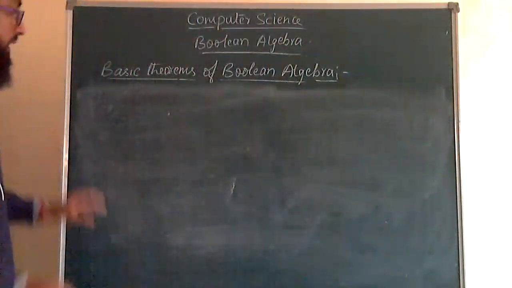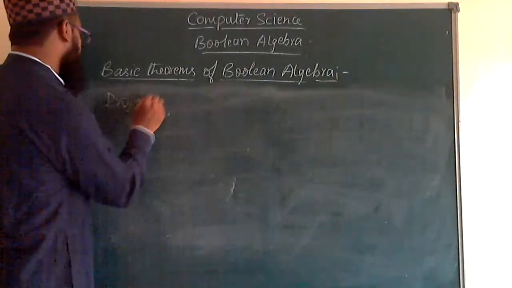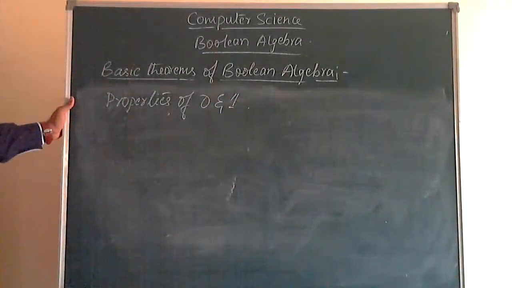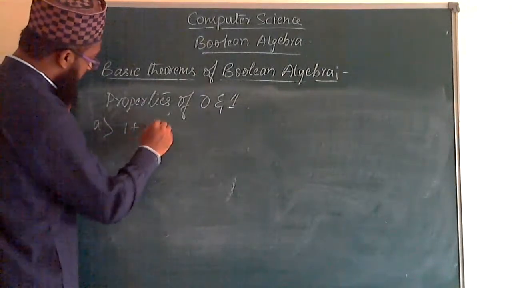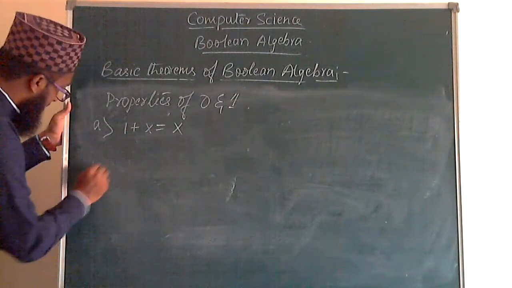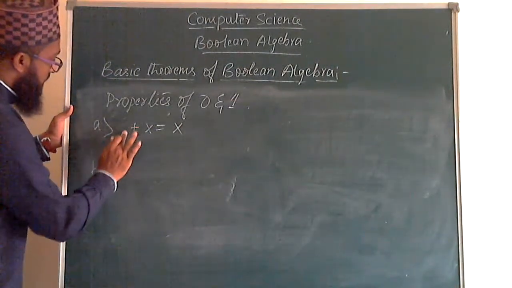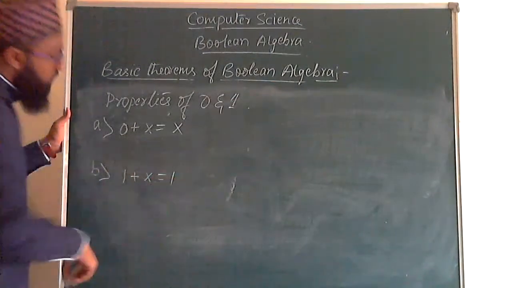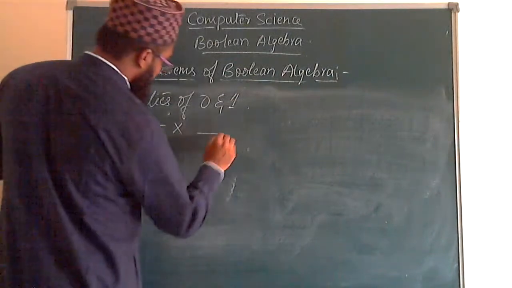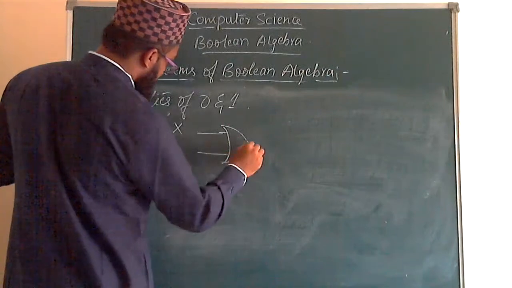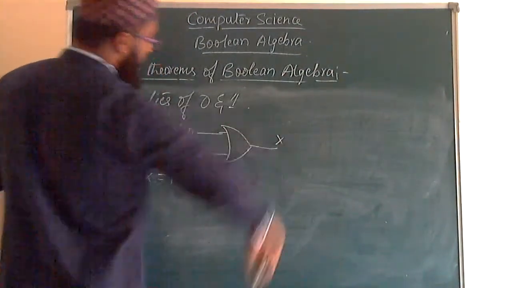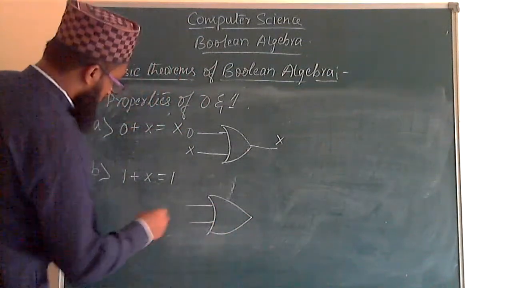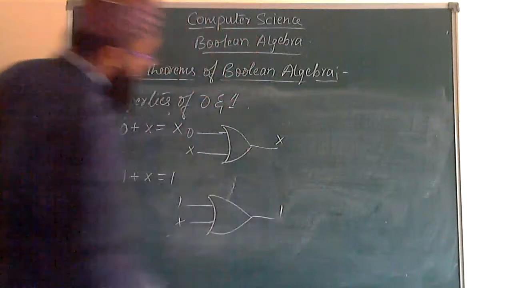These 4 things are called the properties of 0 and 1. There are 4 things. First one is 0 plus x, which is equal to x. Second one is 1 plus x, which is equal to 1. I have written this already and am repeating the same thing here. With 0 and x, the answer will be x. For 1 plus x, the answer will always be 1.